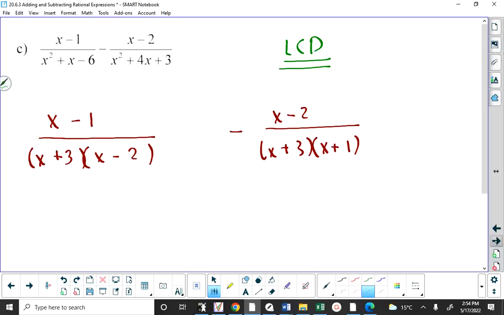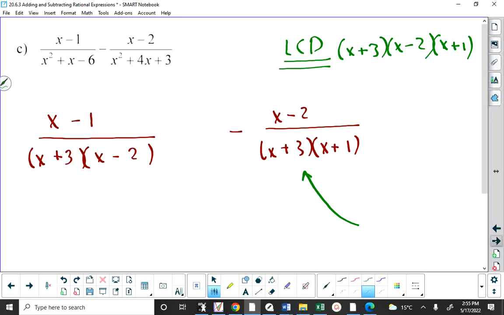Well, starting with the left-hand fraction, the lowest common denominator needs a factor of x plus 3 and a factor of x minus 2 because those two factors are in that denominator. Going to the next fraction, we have two factors as well. I'm looking here right now, x plus 3, but we've already included it. It's already there. And then we also need an x plus 1.